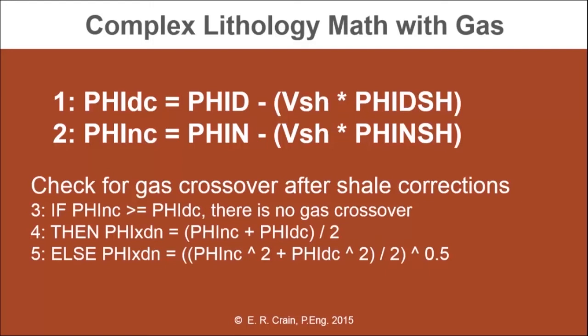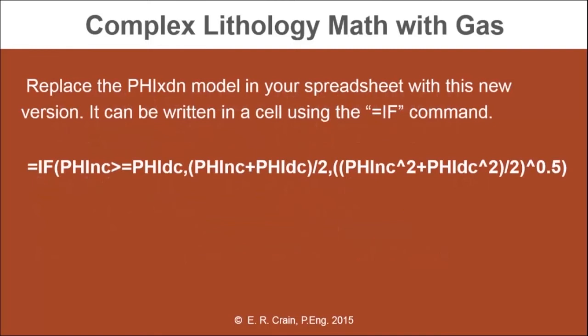So we need to add this to our spreadsheet. Make a copy of your existing spreadsheet and give it a new name. And we'll change the equation that's in the cells that calculate phi xdn, and we'll replace it with the if statement. And in Excel, if you're using an Excel spreadsheet, it's equal if, and then the statement is if the neutron is greater than or equal to the density. That means there's no crossover.